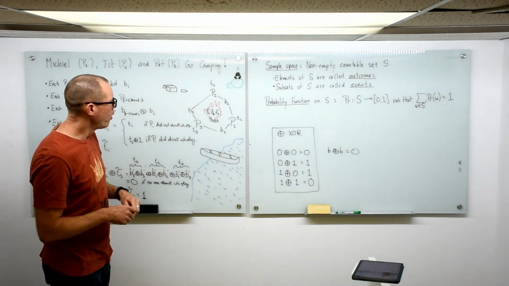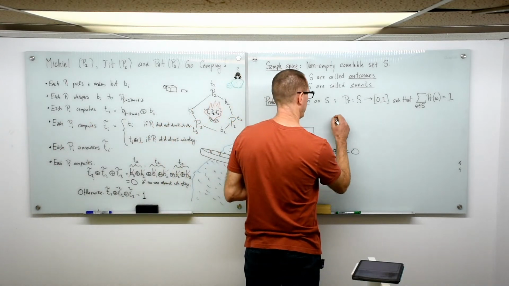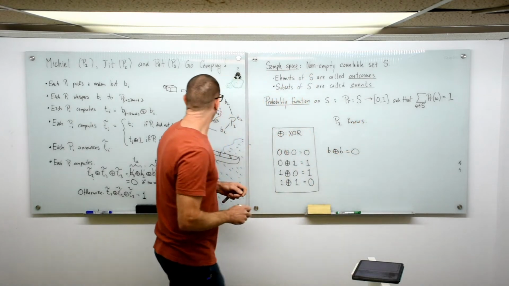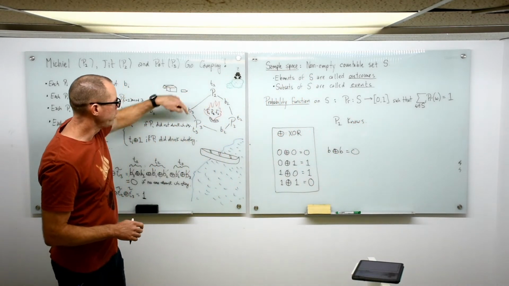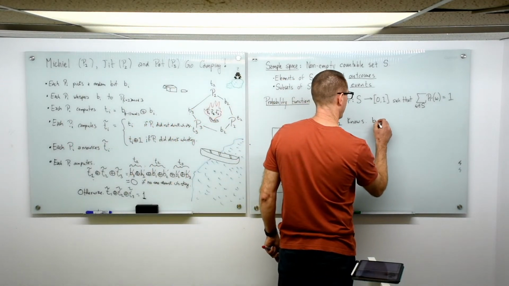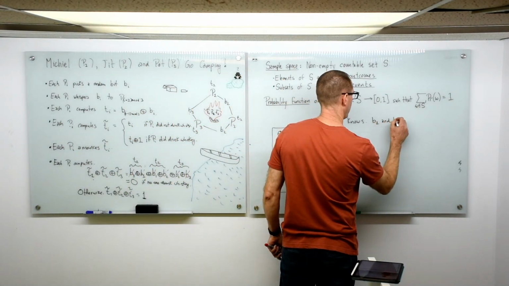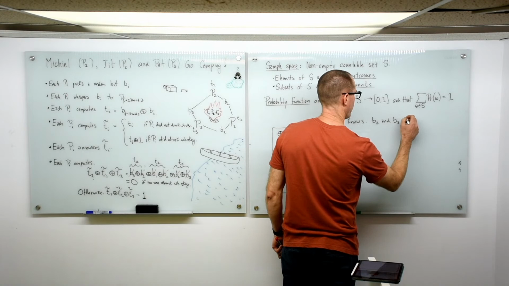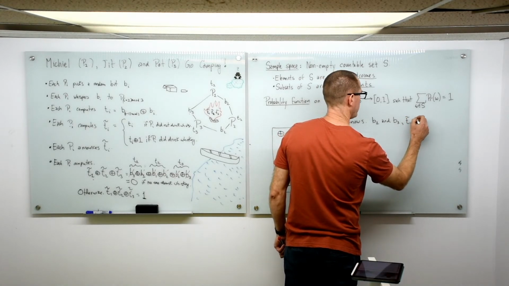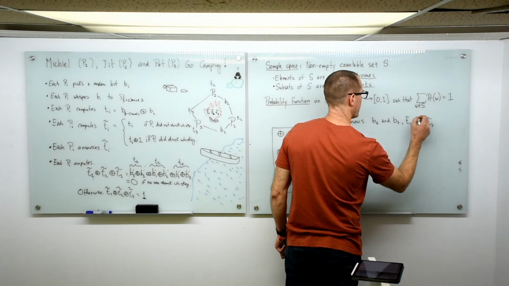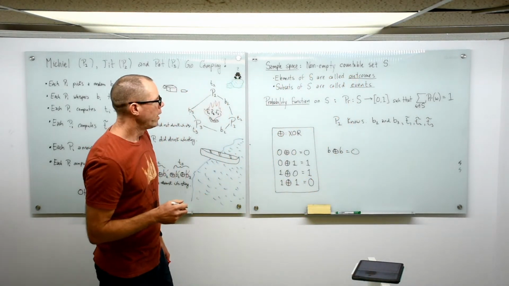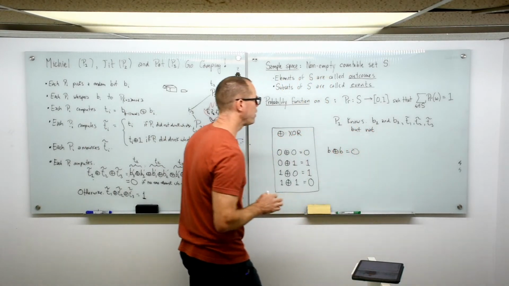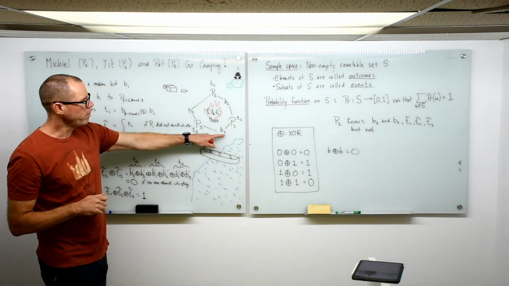So as player 1, what do I know? As P1, what are the things that I know? Well, I know B1 and B3. I also know T1 tilde, T2 tilde, and T3 tilde because everybody knows those. So that's what I know, but what's the bit that I don't know? I don't know the bit B2.